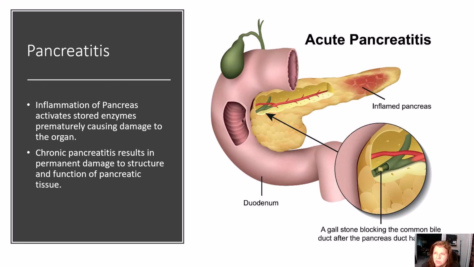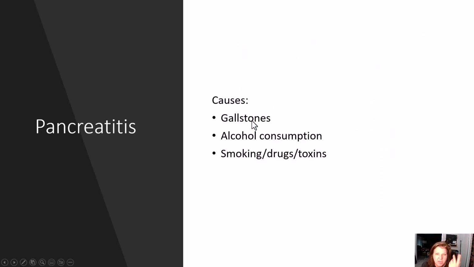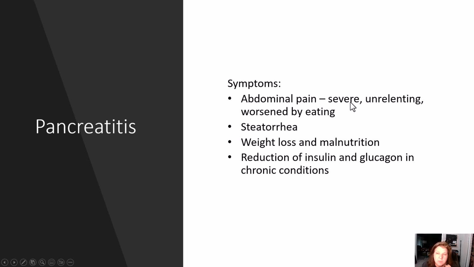So there are various reasons why people have acute pancreatitis. Gallstones, as you see in the picture, are one of the things that can lead to pancreatitis because they block the ducts where the pancreatic duct joins with the bile duct. In addition to gallstones, we have alcohol consumption, smoking, drugs, and certain toxins that can also lead to acute or chronic pancreatitis. I mentioned the abdominal pain as one of the telltale signs of this one.